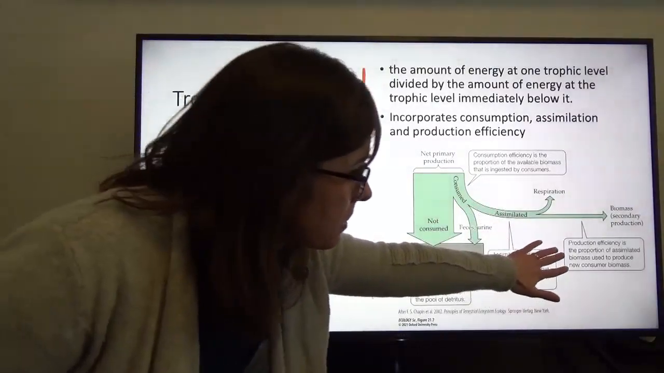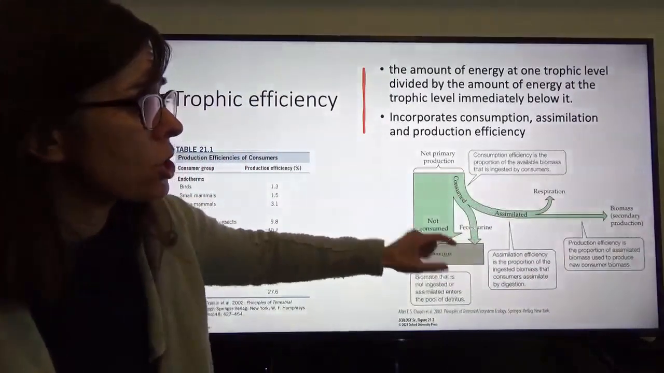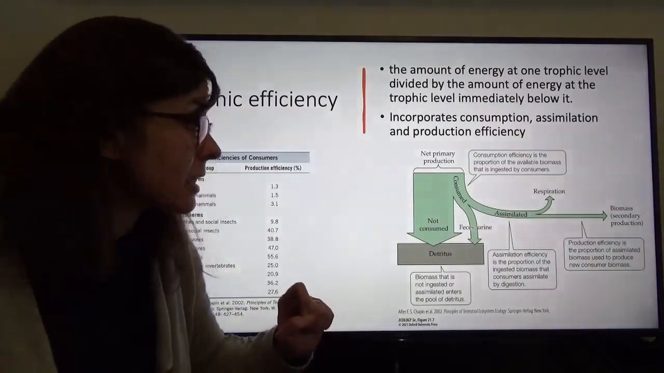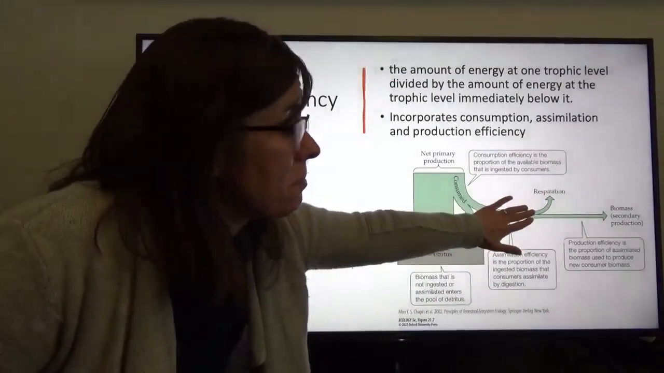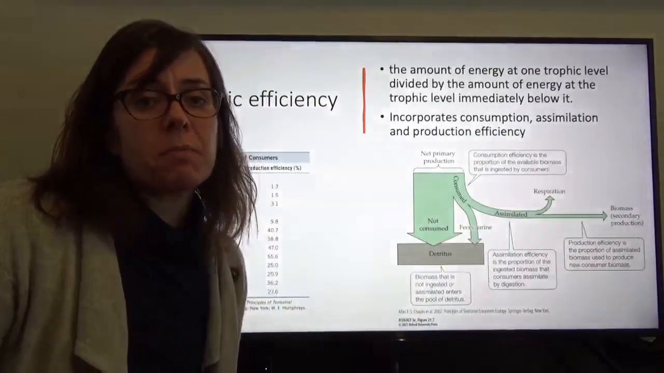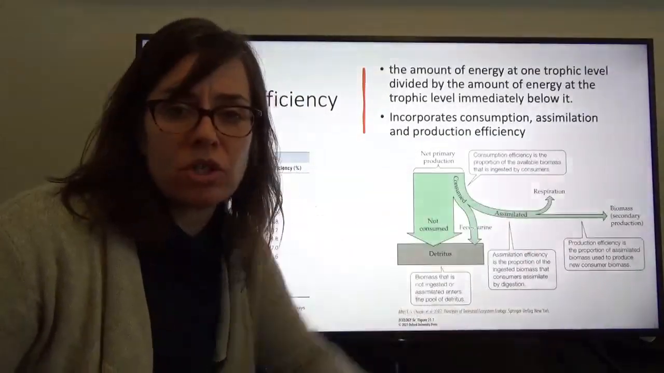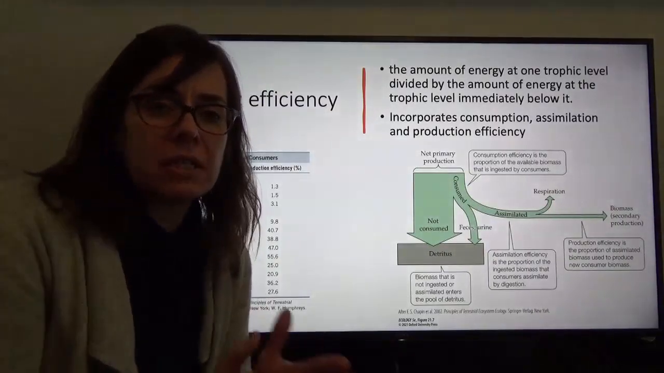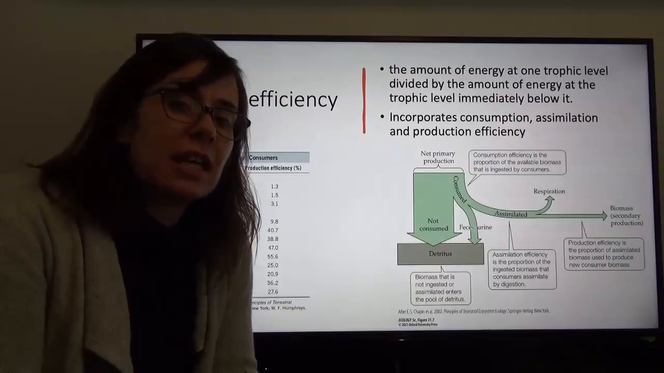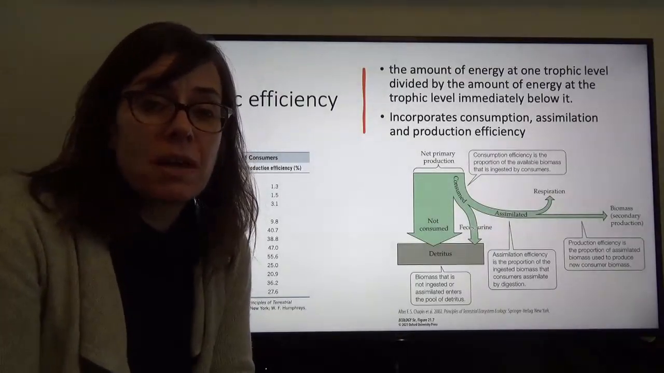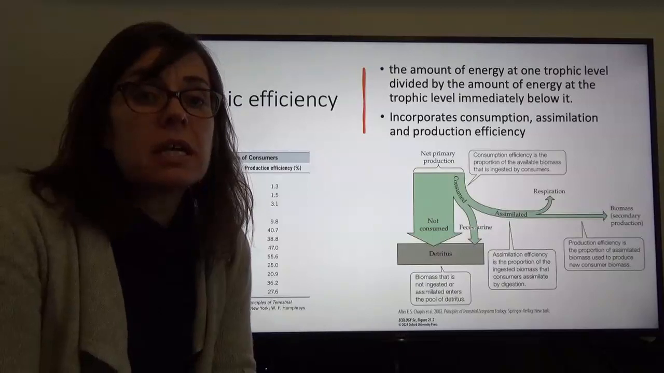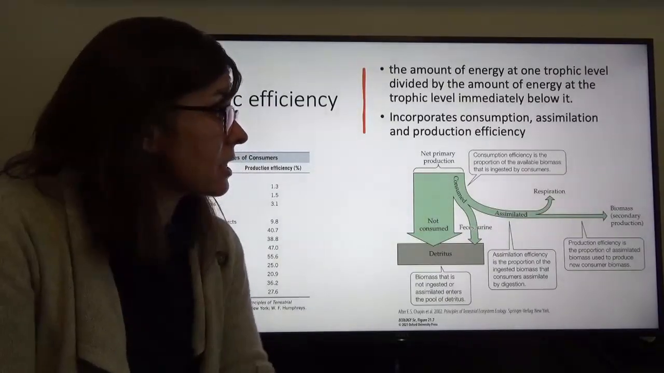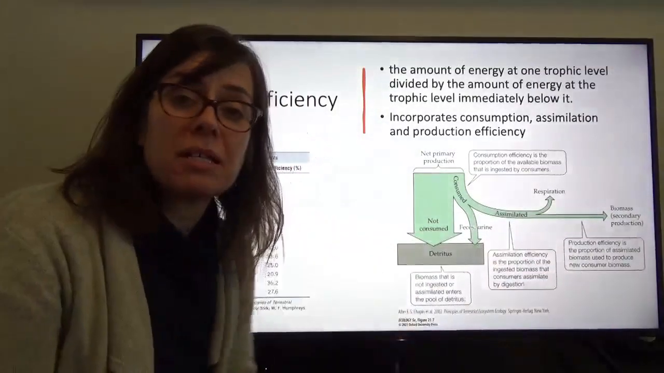And then the third piece is production efficiency. So what proportion of that assimilated biomass is used to produce new consumer biomass? And this comes down to metabolic costs. When we think about metabolic costs, how much is lost to respiration, right? An obvious place where groups diverge is, again, endotherms versus ectotherms. Endotherms have to spend an awful lot more resources keeping their body warm, so they have to generate metabolic heat. And this is very costly and reduces the amount of biomass that can be produced.